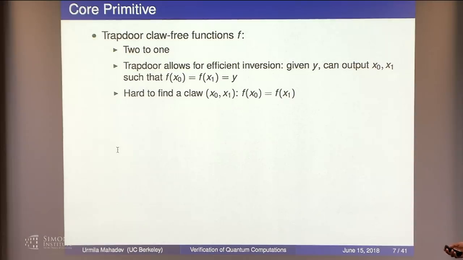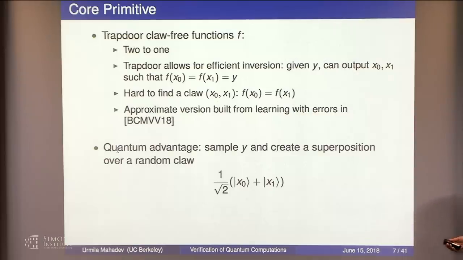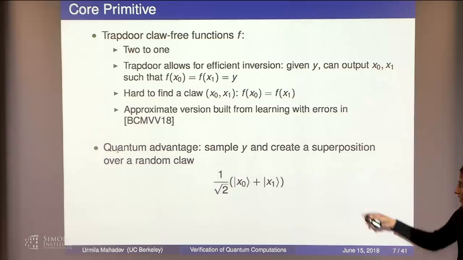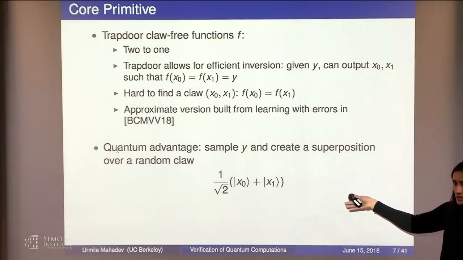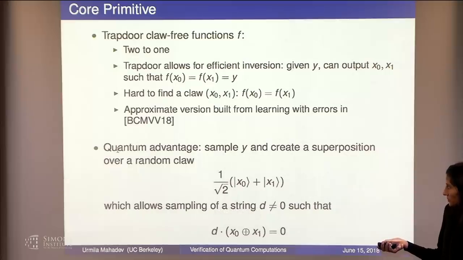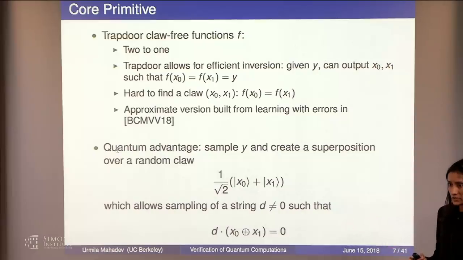A quantum secure instantiation of a trapdoor claw-free function was created in a paper with Zvika, Paul, Thomas, and Umesh. And the main advantage, the reason that trapdoor claw-free functions are so useful in the quantum setting, is because a quantum computer can sample an image y, and it can create the corresponding superposition over the claw. Now, as it stands, this isn't that much of an advantage, because a classical computer can also sample a random x0 and the corresponding y. The reason this turns into an advantage is because the quantum computer can use this superposition to sample a string d, which satisfies this linear equation.